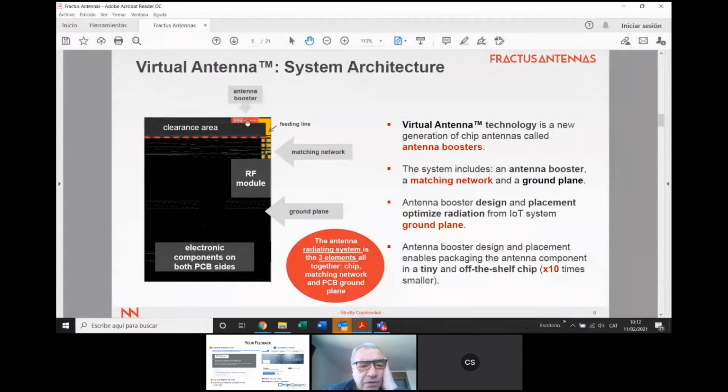The antenna booster needs to be located in an appropriate corner with a clearance area, no copper in the different layers, a feeding line, a matching network, and RF module. Once you start with that, then you can place the other electronic components on both sides of the PCB, but not before, because if the antenna cannot be located appropriately in a corner perpendicular to the longest side, then the performance will be affected drastically, okay?